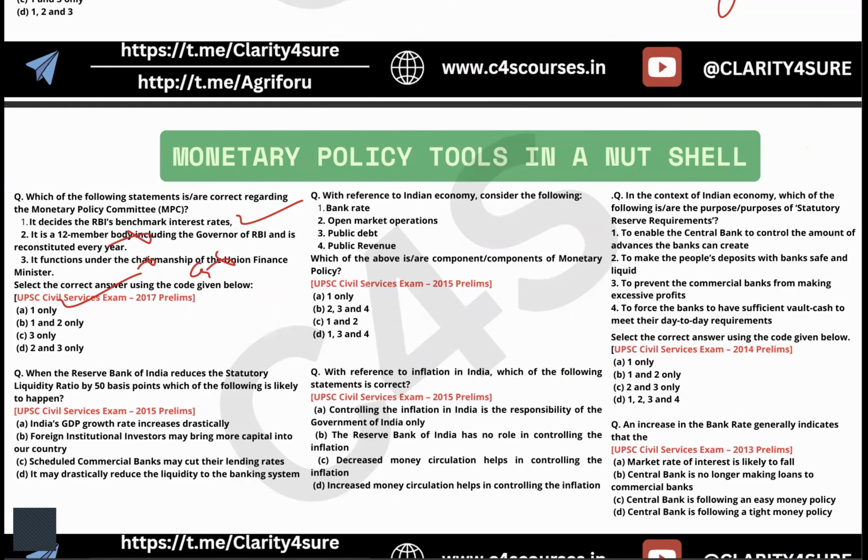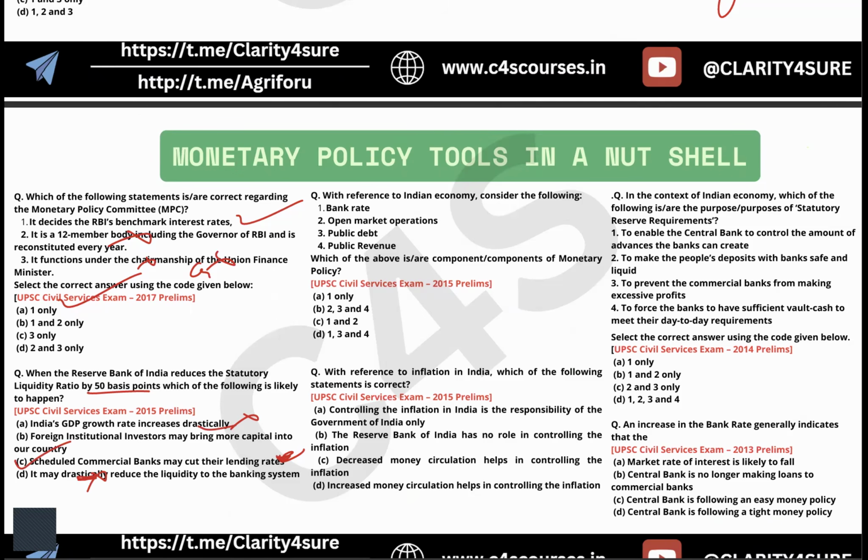Next, when the Reserve Bank reduces the SLR by 50 points, India's GDP growth rate increases drastically. Wrong statement. Extreme statements are wrong, drastically. Again, extreme line, drastically, wrong. Scheduled commercial banks may cut their lending rates. FII may bring more capital into the country. So the scheduled commercial banks may cut their lending rates because they will get more money. So C is right here. Option number C is right here.